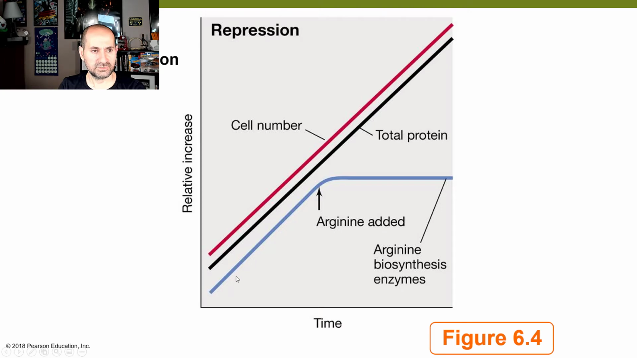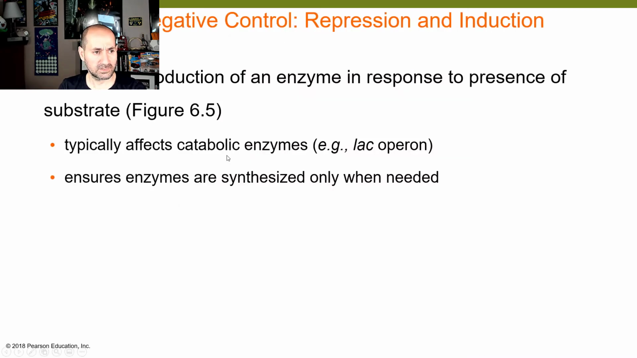All right, so here's your example of repression in action. This is the amino acid arginine. This operon is being activated until the experimenter spikes in some arginine, and then the cell will switch off gene expression of those arginine synthesizing enzymes. Okay. You should know that induction means to turn on gene expression.